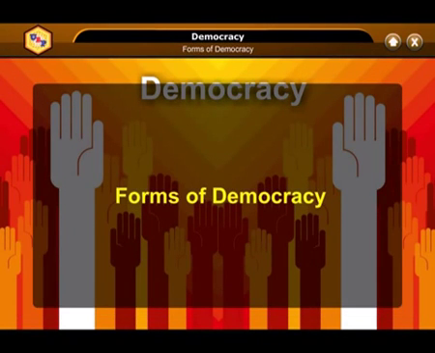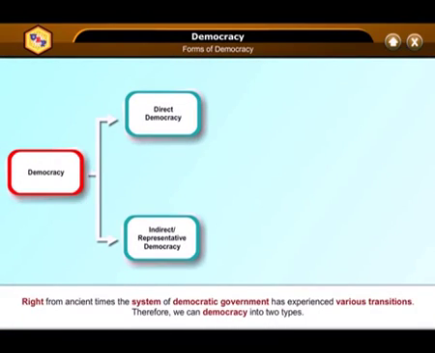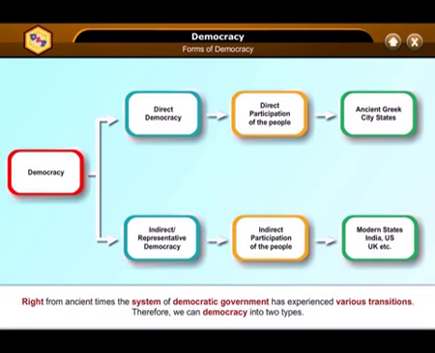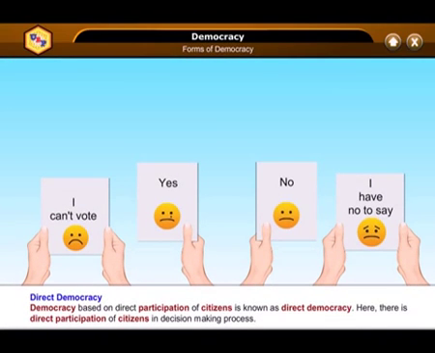Forms of democracy. Right from the ancient times, this democratic government has experienced various transitions. Democracy is of two types. Direct democracy. Democracy based on direct participation of citizens is known as direct democracy. Here, there is direct participation of citizens in the decision-making process.